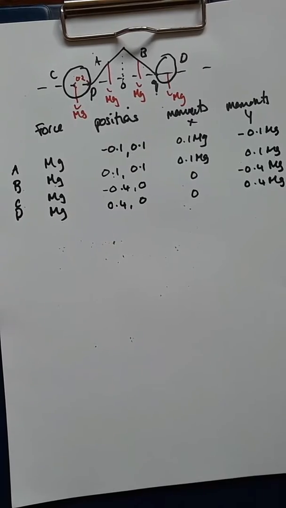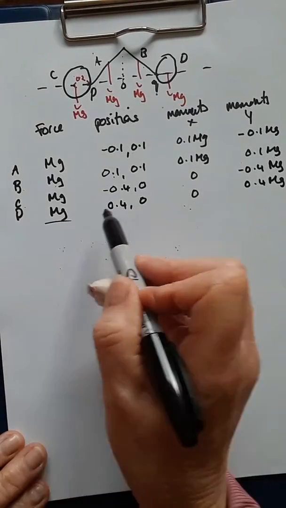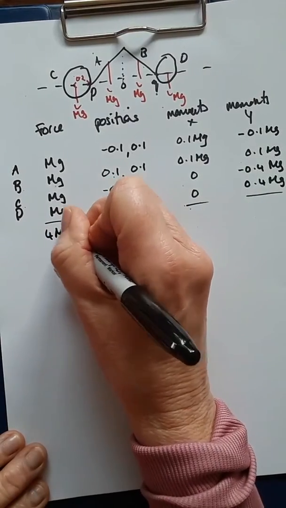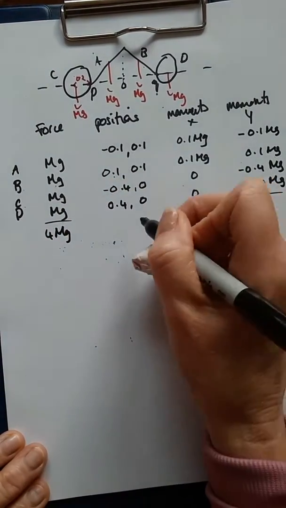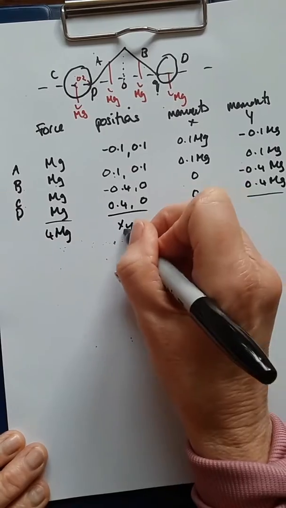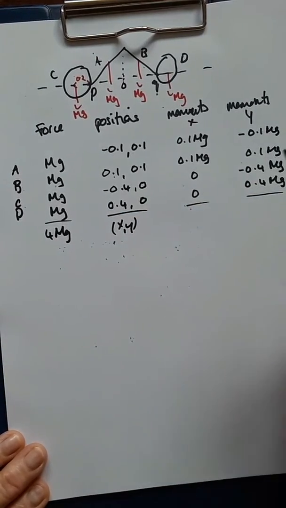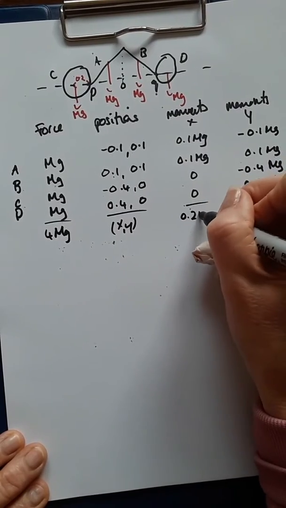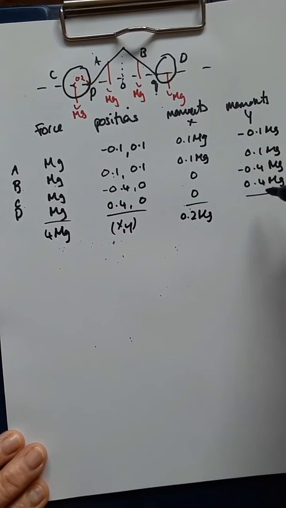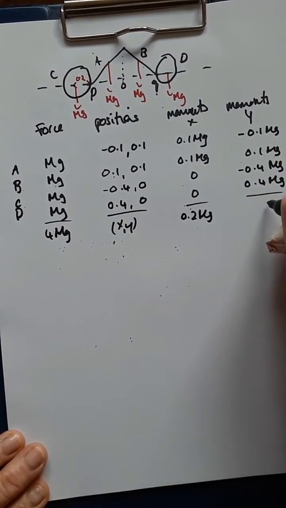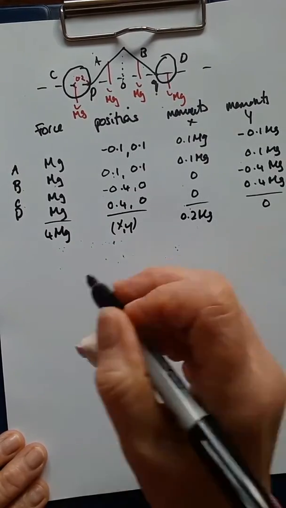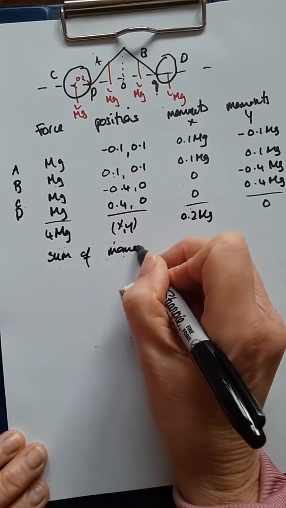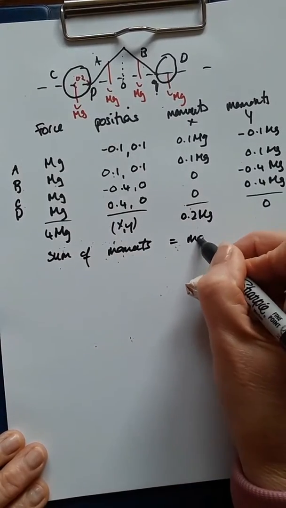Now I'm going to put it into the law of moments, so I'm going to find the resultant. The resultant is 4 mg. The position of the centre of gravity, I don't know where it is, that's what I'm looking for. I'm going to add the moments about the x-axis, that gives me 0.2 mg. I'm going to add the moments about the y-axis, and that will just become 0. And then I'm going to use the law of moments, which says the sum of the moments equals the moment of the sum.